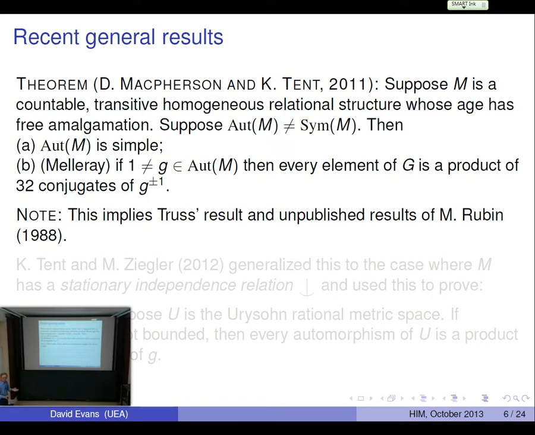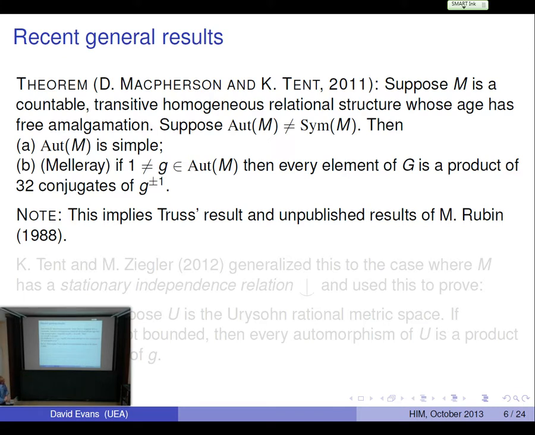And so free amalgamation, remember, means you've got two structures which you want to amalgamate over a common substructure. You just take the disjoint union of those over the common substructure, and you don't put any extra relations between the bits that lie outside the two given structures. Okay, so that's free amalgamation.